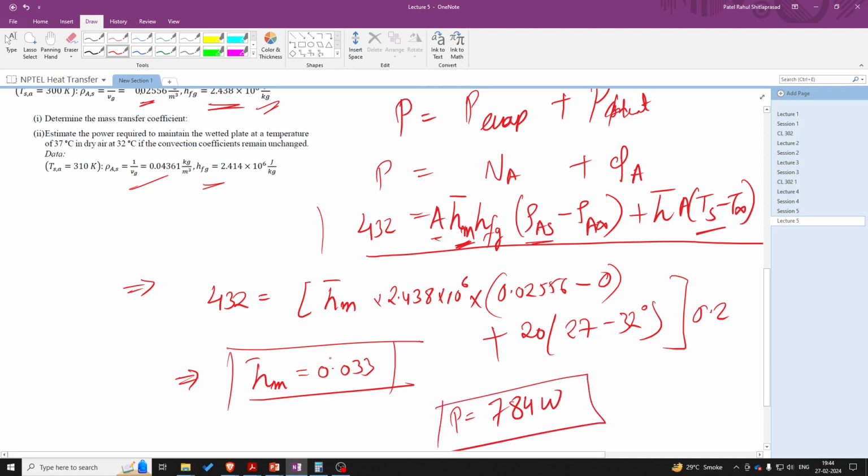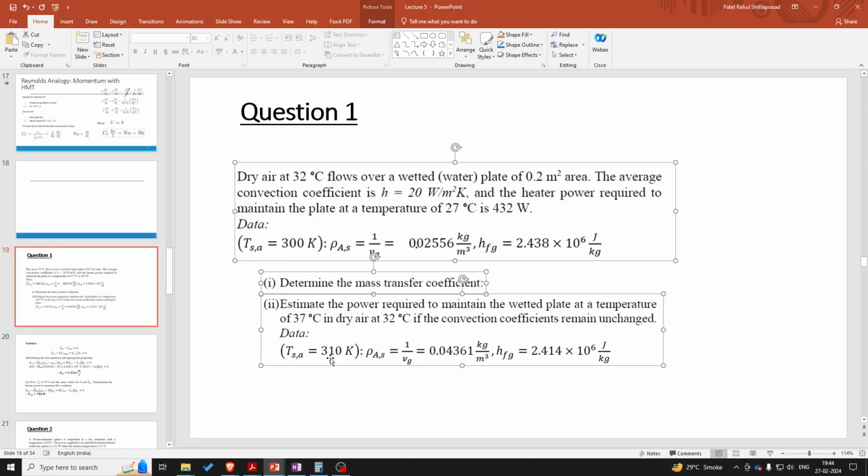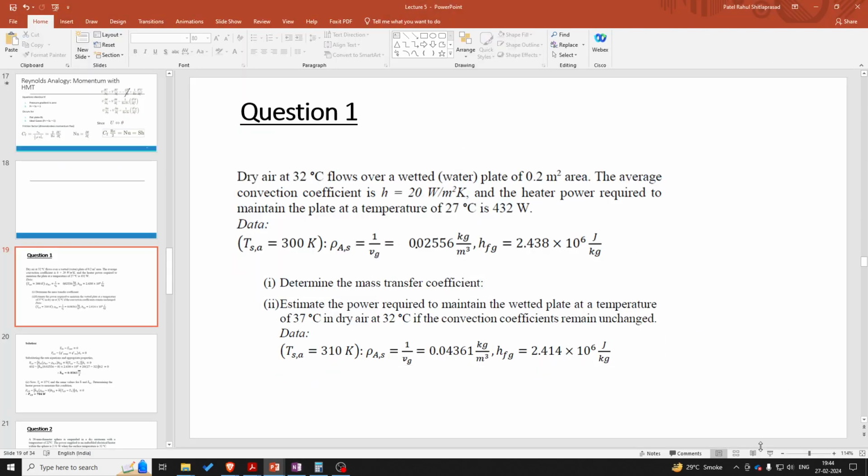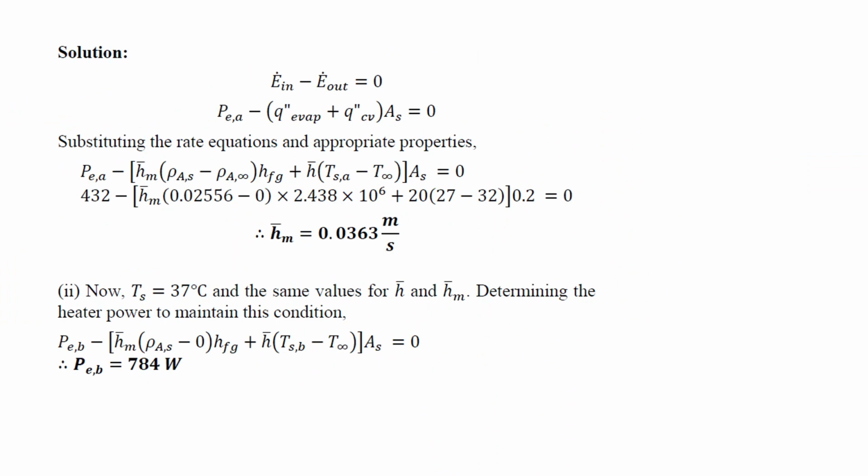If you have any doubt, you can ask me, or else we can move on to the next question. Just go through the solution that I am sharing, and if you have any doubt, you can ask me. So this is the solution.